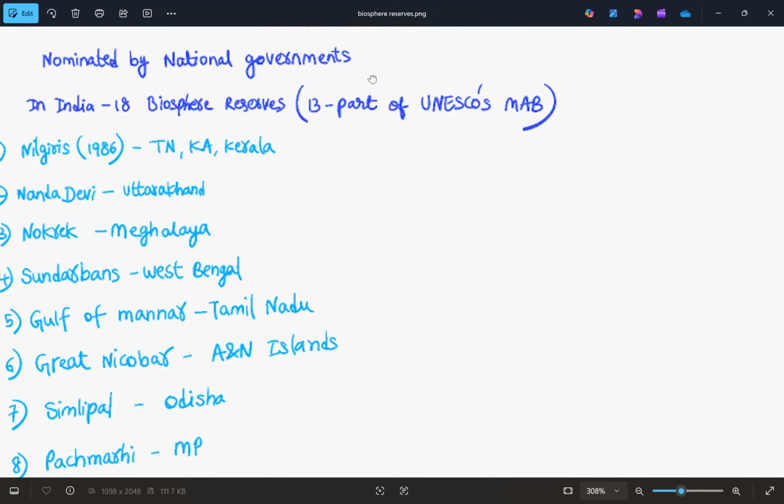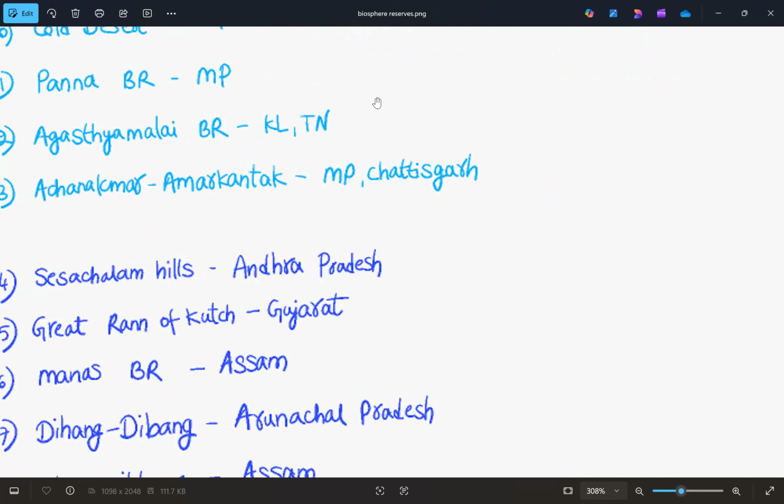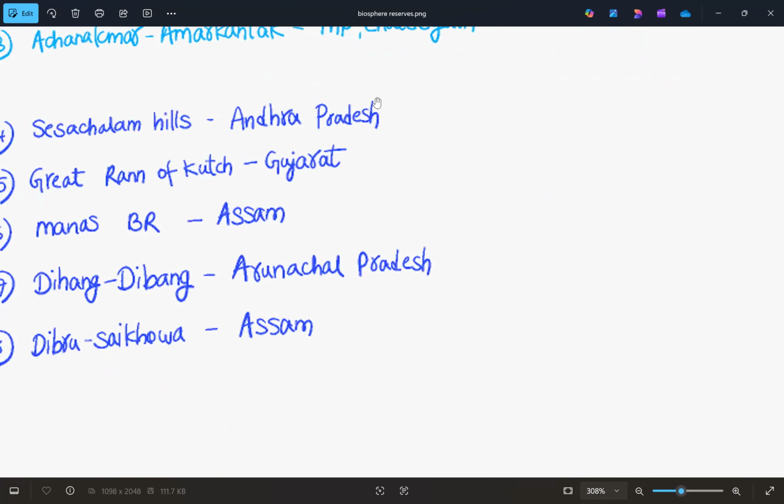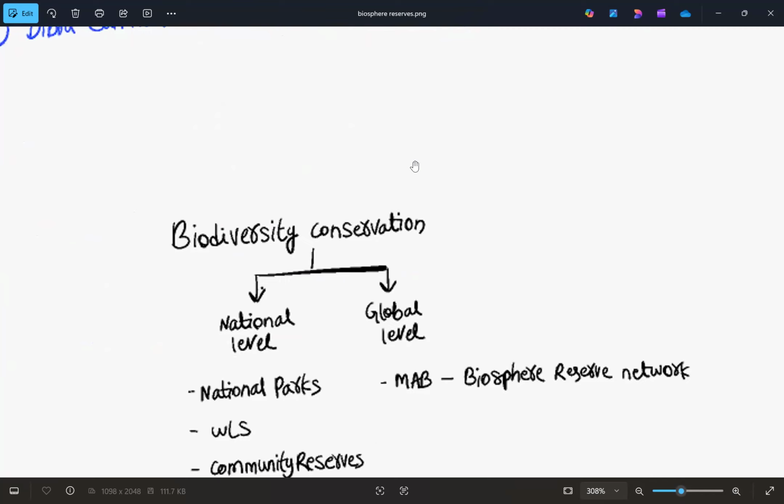And after that, the conservation of biodiversity. Biodiversity means different types of organisms, different types of living things, everything that has life. So not non-living things, but living organisms. These all come under biodiversity. And this conservation of biodiversity takes place at two levels: the first one is national level, and the second one is global level.